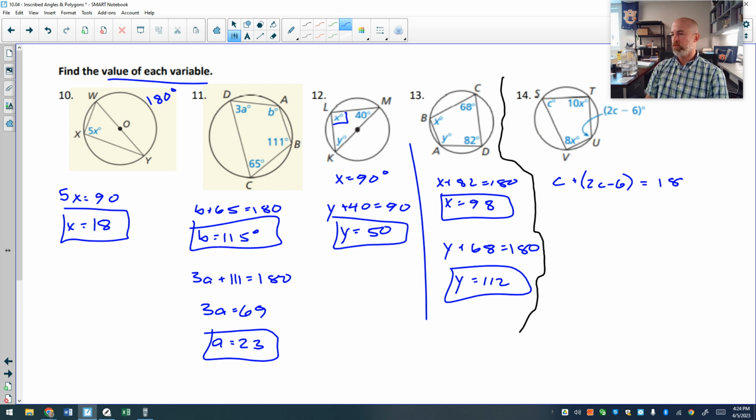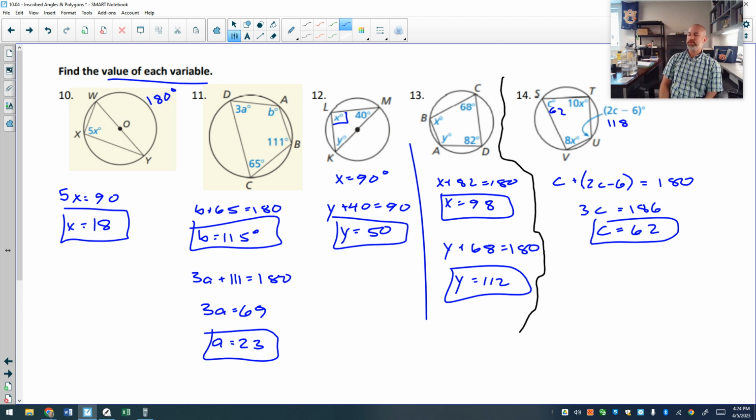There we go. We'll set those equal to 180. 3C minus 6 is 180. So 3C is 186. And C is going to be 62. Yeah, that's a lot better. So C is 62. So if this is 62, that means this one is 2 times 62 minus 6, or it would be 118. So we have those two angles.